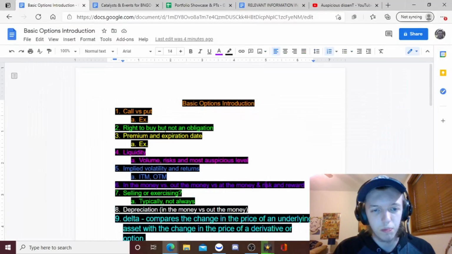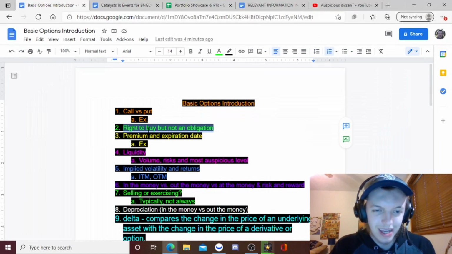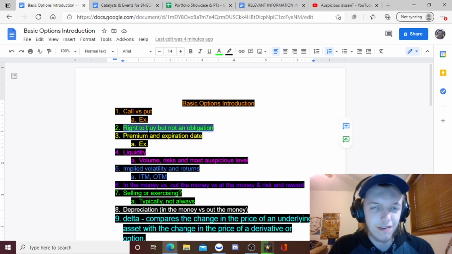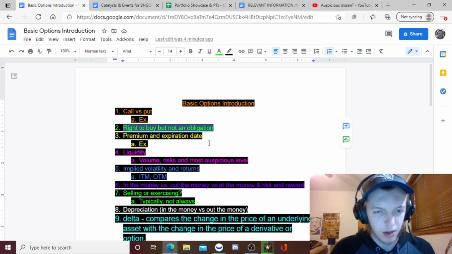That's your example. Right to buy, but not an obligation. That's what an option is. It's a contract. You're paying money to acquire the right to buy, but you don't necessarily have to. That's why we say, but not an obligation. Not an obligation doesn't mean you are forced to. It's not a requirement whatsoever. You can have options expire worthless. You can never sell them. You can exercise them. You can sell. So there are several things you can do in regards to options. We're going to get into that.